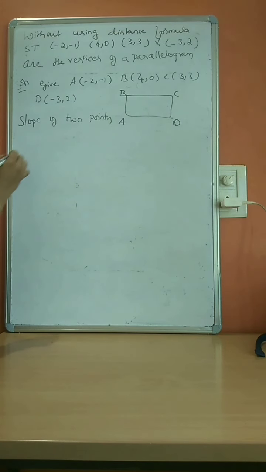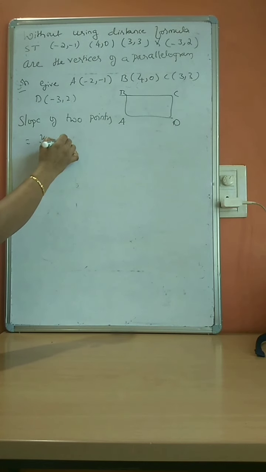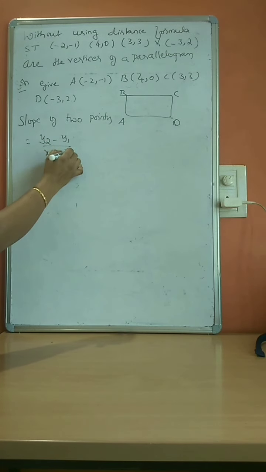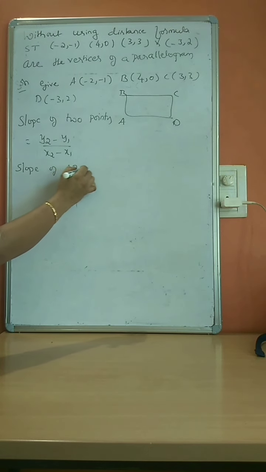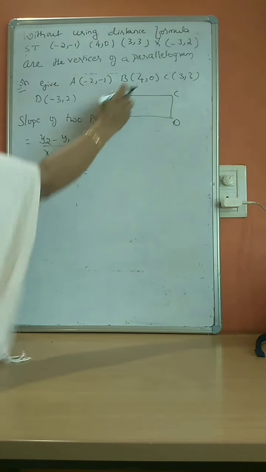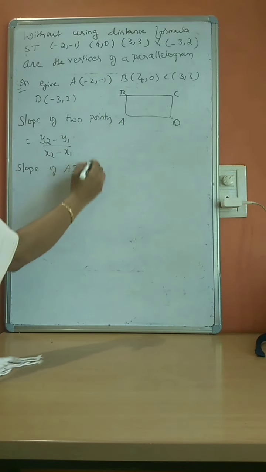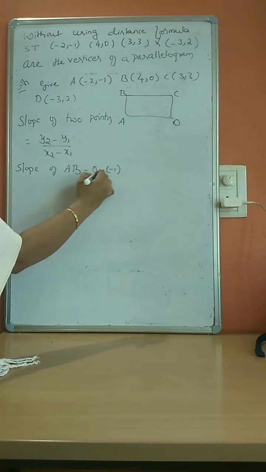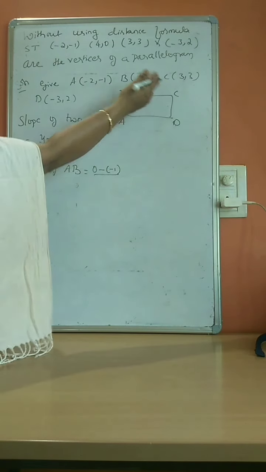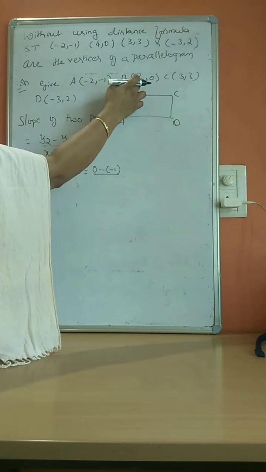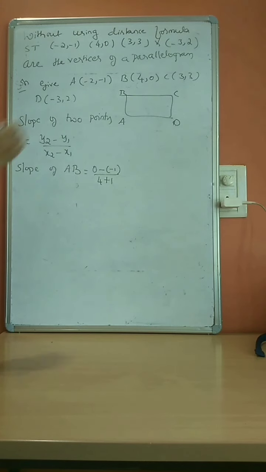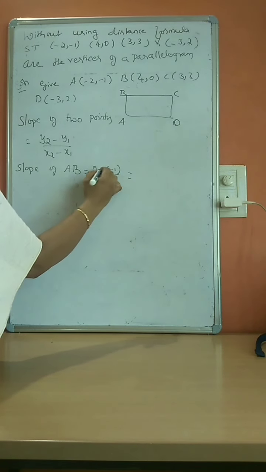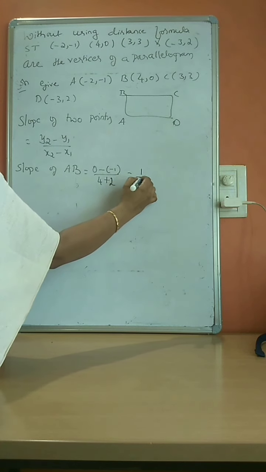Slope of two points must be equal to y2 minus y1 divided by x2 minus x1. Now we can go for finding the slope of each element. Slope of AB must be equal to x2 minus x1, that is 0 minus of minus 1 whole thing divided by 4 plus 2. This must be equal to plus 1 by 6.